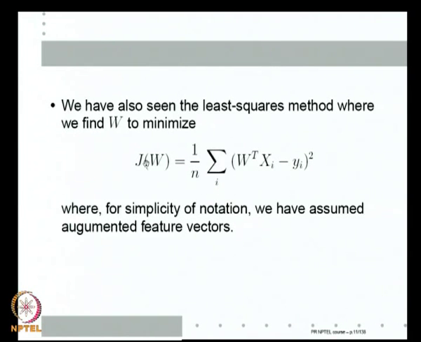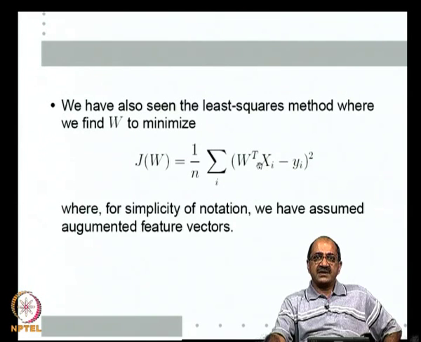Least squares method simply minimizes this function of W, right. Here for simplicity of notation, we have gone back to the augmented feature vector. I hope all of you remember that instead of writing W transpose x plus W naught, we can simply write W transpose x by having W naught as the first component of W and putting a first component of 1 in each x, right. That is called the augmented feature space representation.